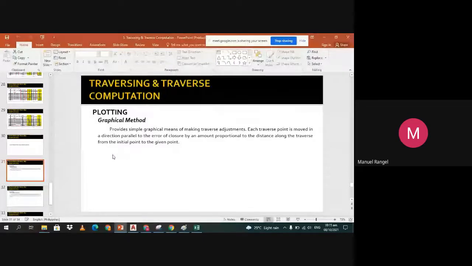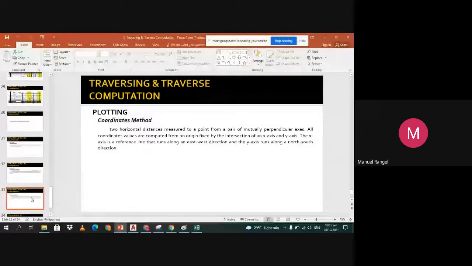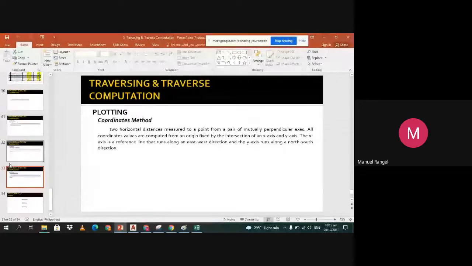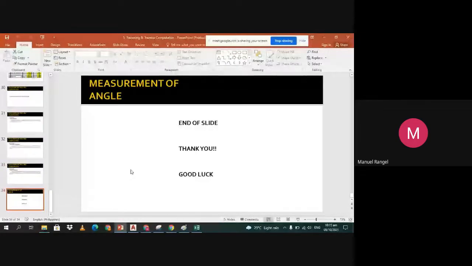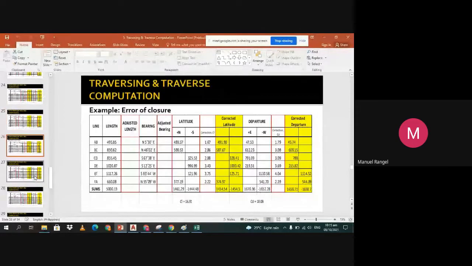Then sa plotting, so nag-plot ta ganin na graphical method, mauning manual method, no? Then rectangular coordinates. So usually ang ginagamit ko rin is AutoCAD na jud. Plotting, coordinates method. Horizontal distance measured to a point from a pair of equally perpendicular axes. So, ang mga manual na method. So that's all for the traverse and computation.